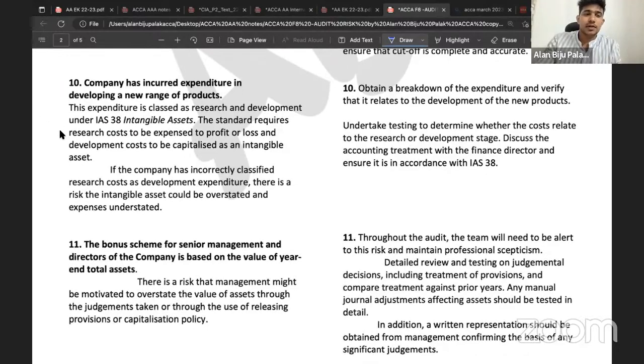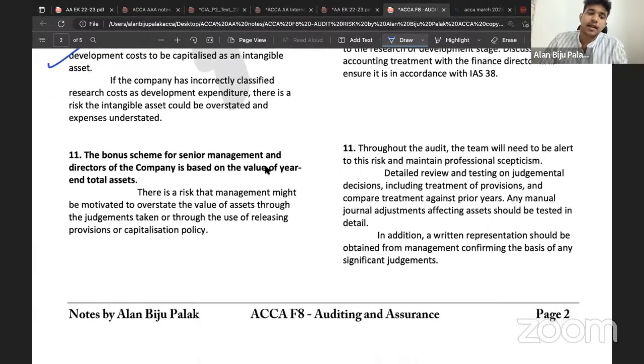ഇനി 10th one നമ്മൾ ഓൾറെഡി പറഞ്ഞിരുന്നു, that the company have incurred some expenses in relation to developing a new range of products. In that case, we need to recognize intangible asset and the research expenses have to be expensed in the P&L. But there is always a possibility that the company might have included the whole amount within the intangible asset, leading to overstated intangible asset. We have already discussed on that.